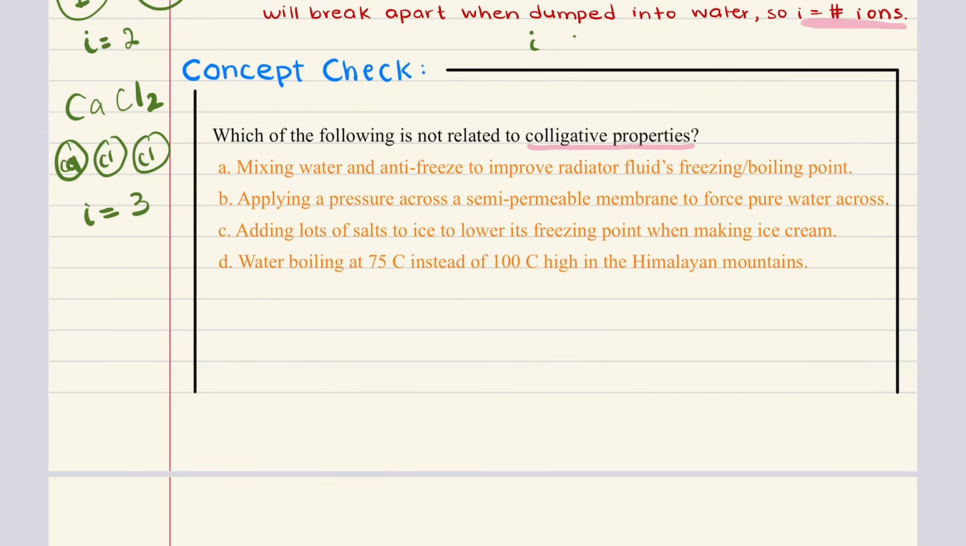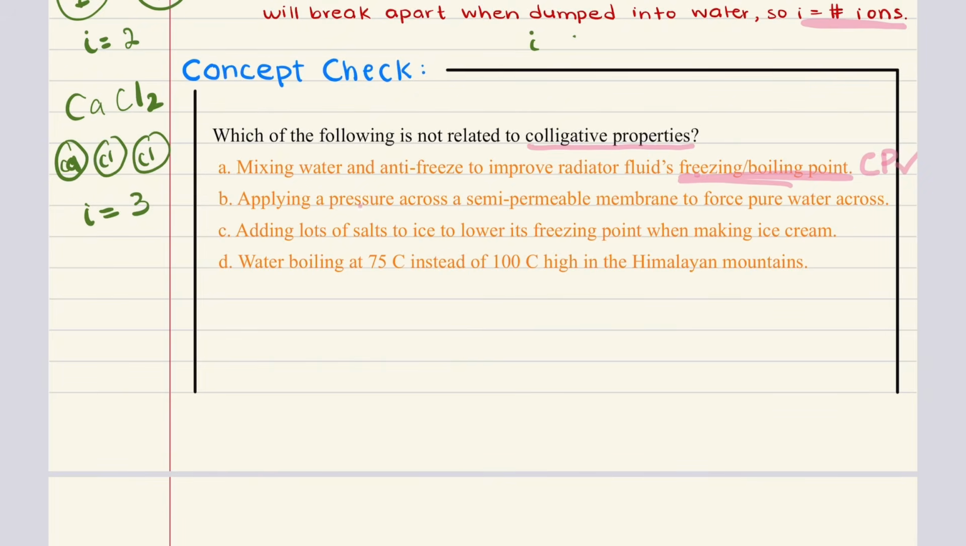The key colligative properties include vapor pressure lowering, boiling point elevation, freezing point depression, and osmotic pressure. Now let's work through each answer choice. A says mixing water and antifreeze to improve radiator fluid's freezing/boiling point. That is describing a colligative property. So that's not what we're looking for. We're looking for something that's not related to colligative properties.